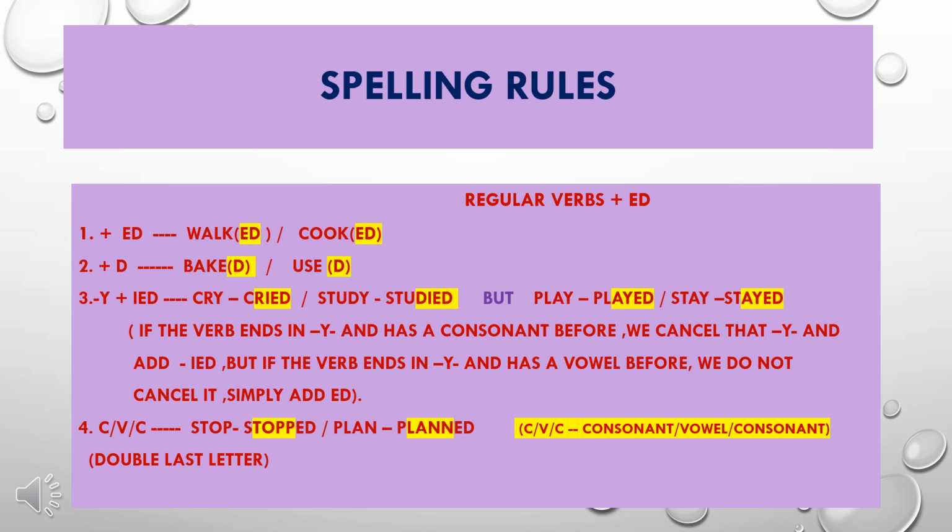Okay, and we have one other pattern that you might see often, and that is when we double the last letter and add ed. It's this case: consonant, vowel, consonant. By vowel, we mean a short vowel between two consonants. Then we usually do it. For example, stop, stopped, plan, planned.